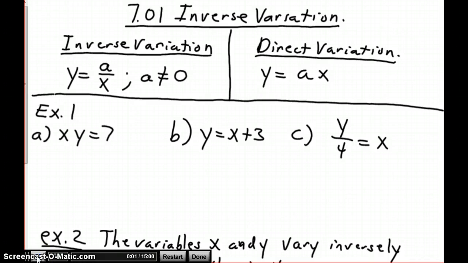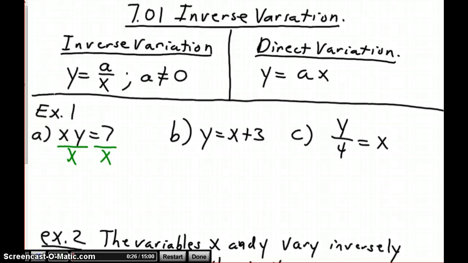Okay, so on example number 1, it says this. Tell whether x and y show direct variation, inverse variation, or neither. All right, so look at example number 1. All you have to do is get the y by itself. What would you do to get the y by itself here? Divide by x, right. Divide by x, divide by x.